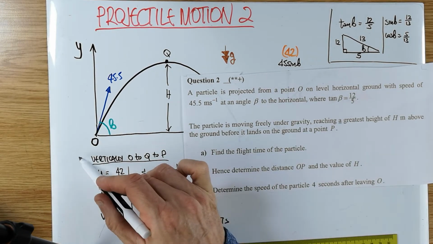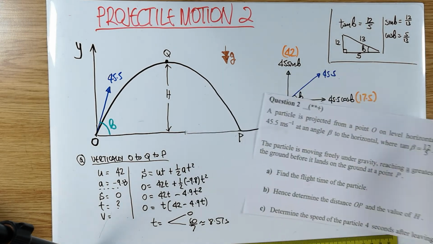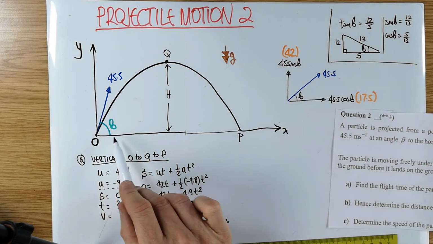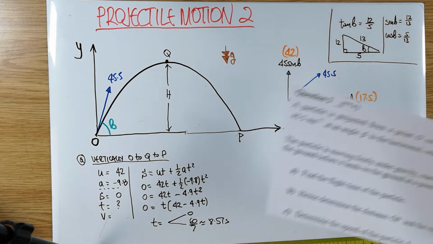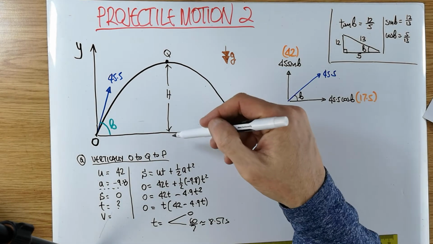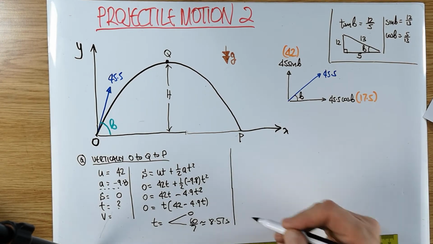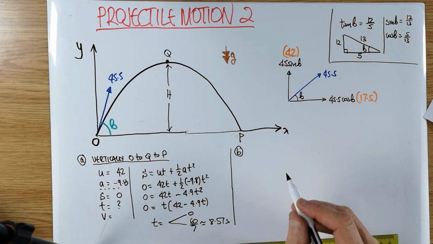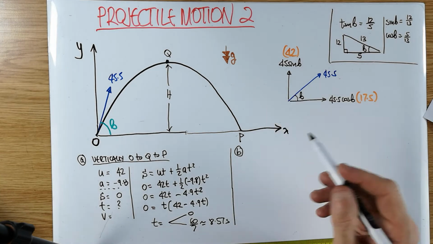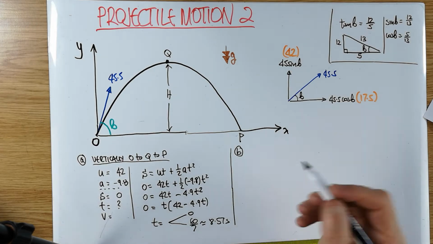That's part A. Okay, part B: hence determine the distance OP, in other words, how far does it land, and what is the value of H, in other words, what's the greatest height that it reaches. These are doable very easily now. And there's part B. First of all, the horizontal distance OP. In the first lecture I did a method that has SUVAT in it, which is a little bit bizarre. I'm not going to do it.